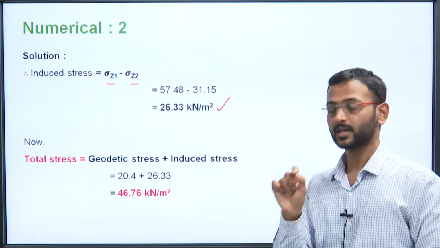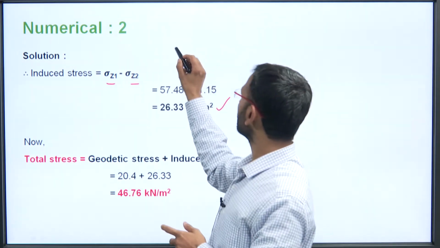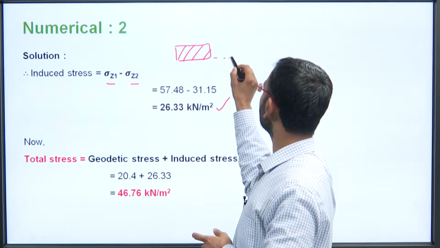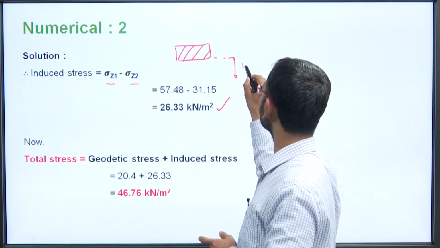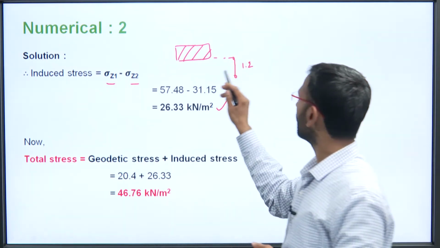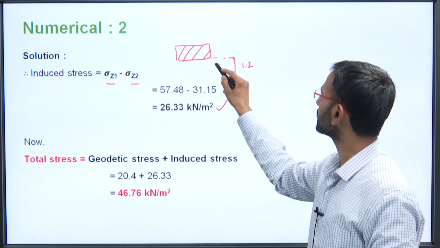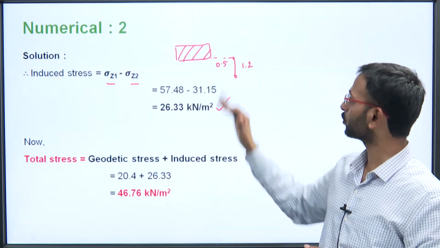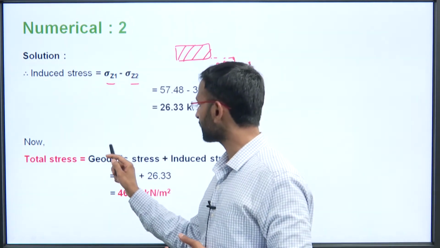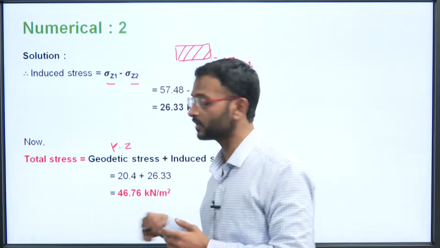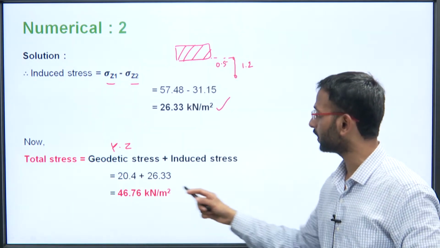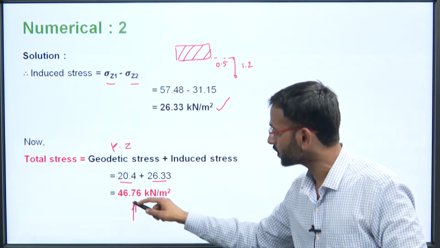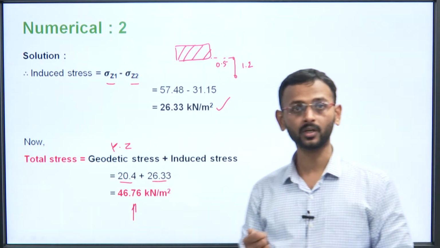Now this stress is due to what? It is due to the loaded area, and this is being induced at a depth of 1.2 meters, and at some distance, let us say 0.5 meter here. So these are the two things which are there. Now the geostatic stress, you know that it was already gamma z which you calculated in the very first step. So you put that value and the induced stress value, and the total stress was 46.76 kilonewton per meter square.